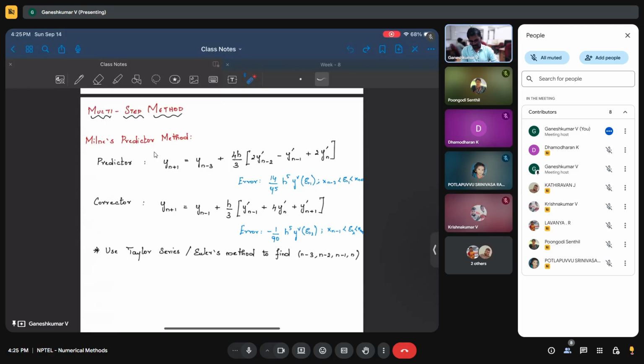Okay, so those are some introductions. Similarly, there are multiple predictor corrector methods. It's not limited to Milne's predictor method. There's also the Adams-Bashforth method, which is famously used, and there are multiple predictor corrector methods depending upon the order that you want.